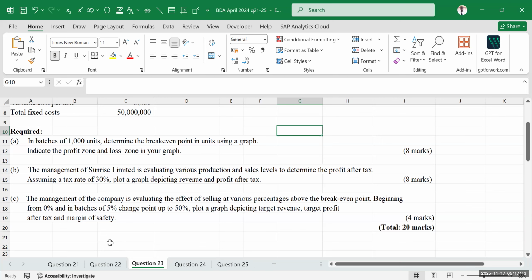You remember, a graph needs to be neat so that interpretation and clarity is guaranteed. So you are told to plot a graph depicting target revenue, target profit after tax, and also margin of safety. There is a new concept there called margin of safety. So we need to know, what is this margin of safety? How do we get it? And how do we use that concept to answer the question in this part here.